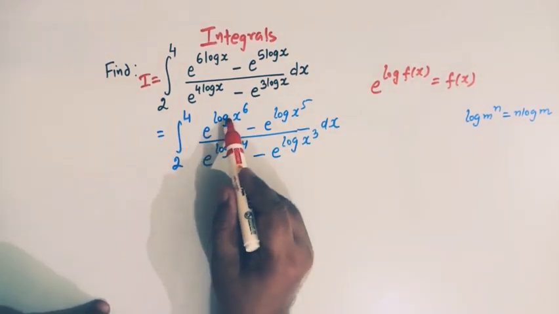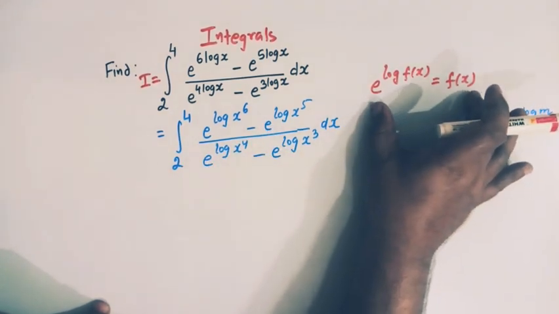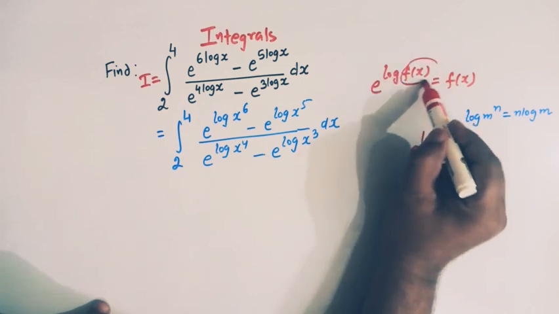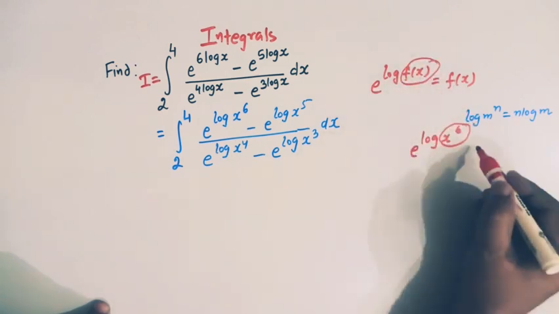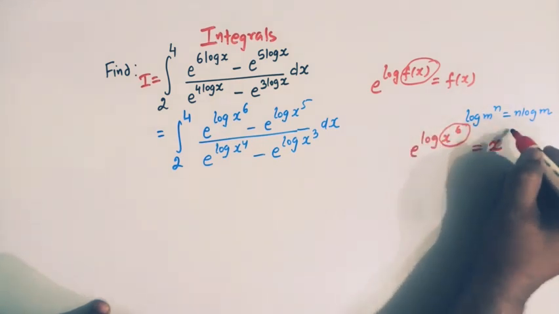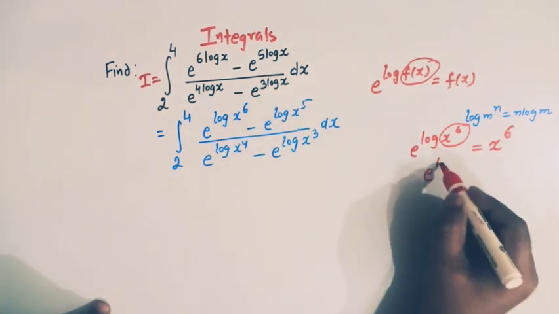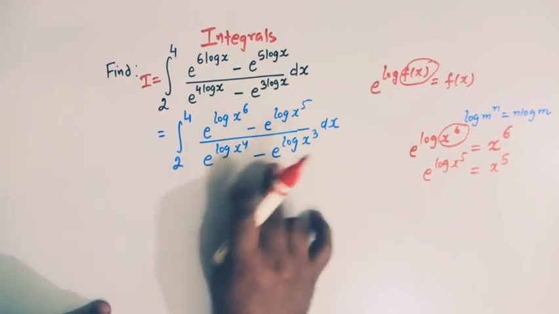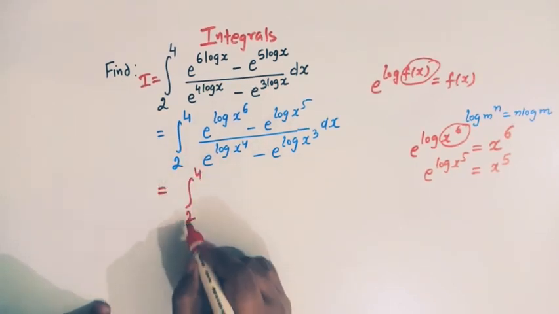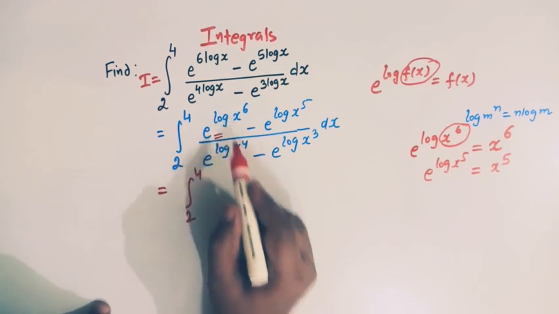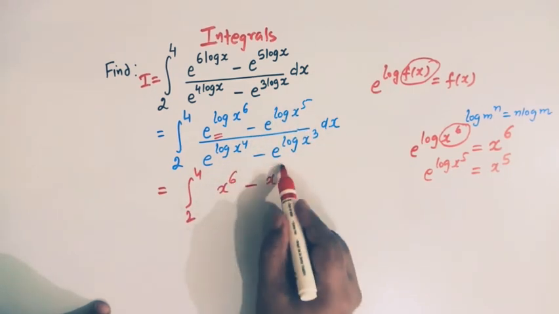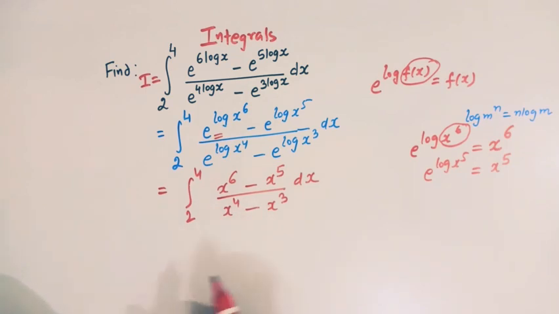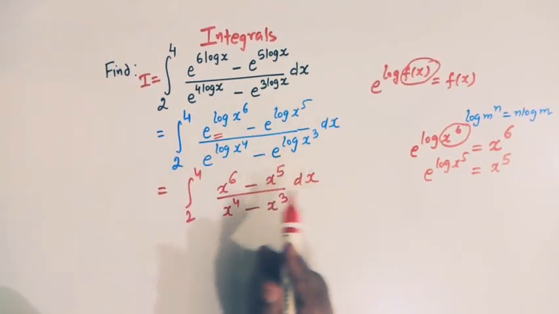Now here we'll simplify these four terms with the help of this rule, right? See, here we have e raised to log x raised to 6. So for f of x, here we have x raised to 6. So this expression is equal to x raised to 6. Similarly, e raised to log x raised to 5 is equal to x raised to 5, and a similar argument goes for these two terms. So now we can write the integral from 2 to 4 of x raised to 6, plus x raised to 5, divided by x raised to 4 minus x raised to 3, dx, right? So now we have simplified this function to this function, right?